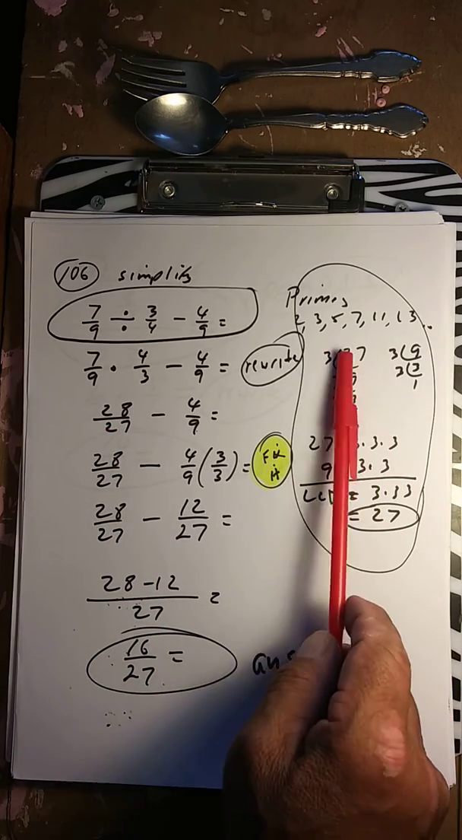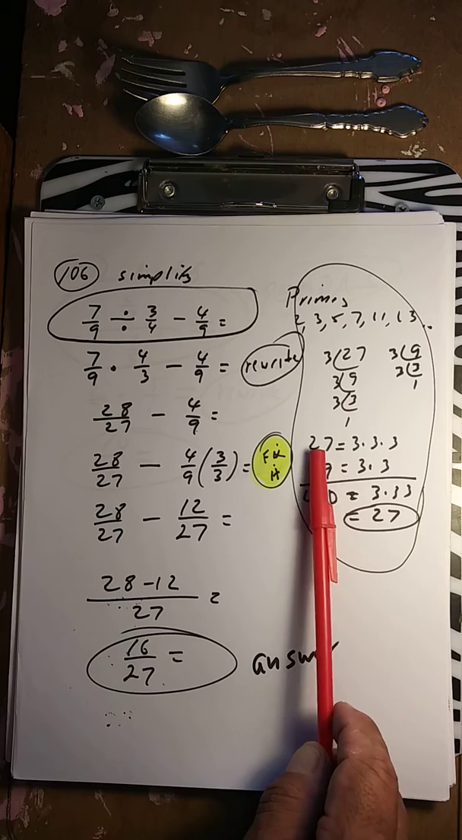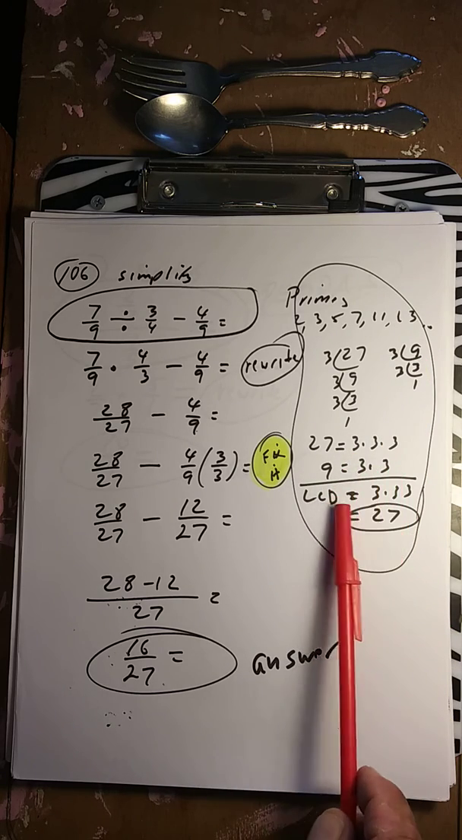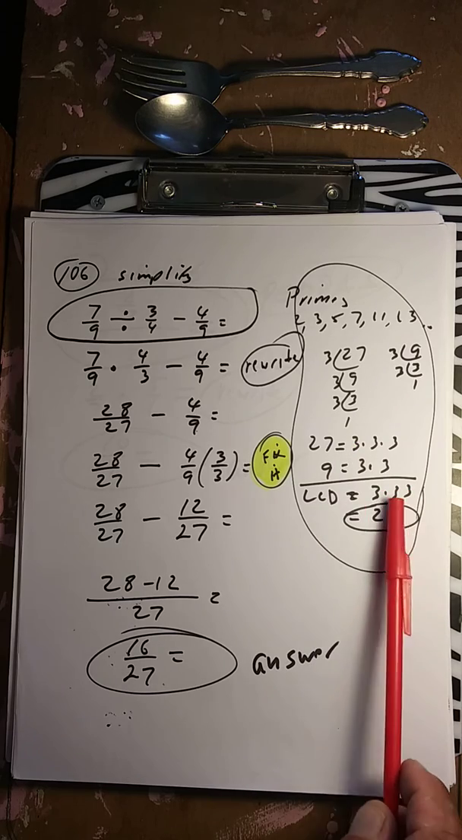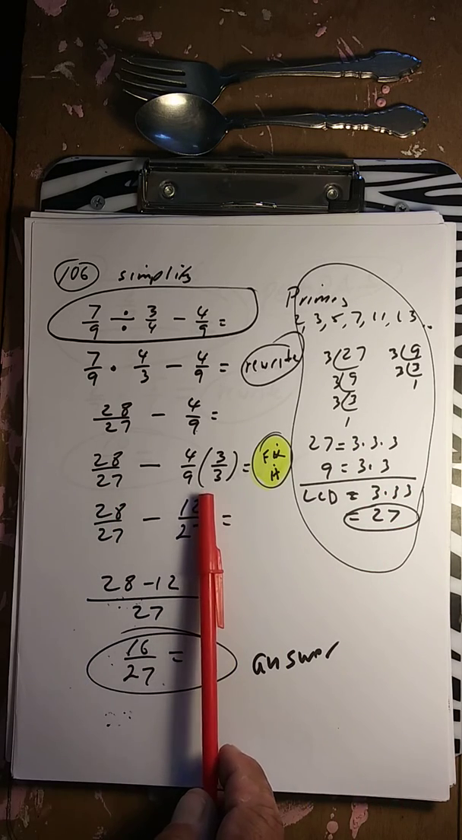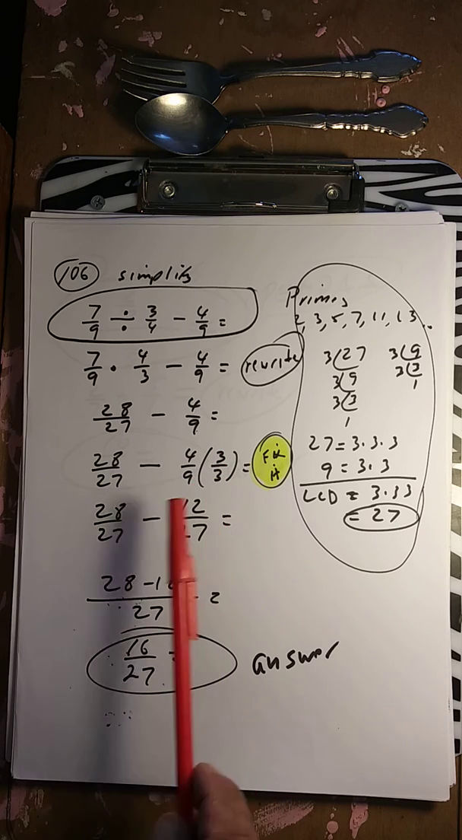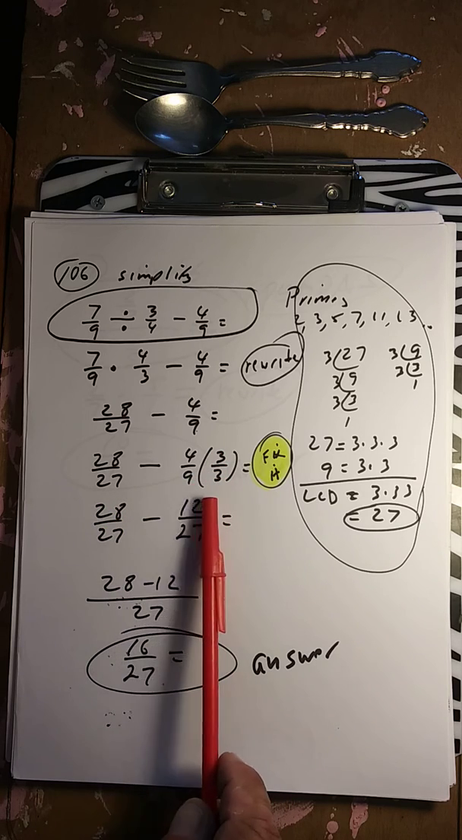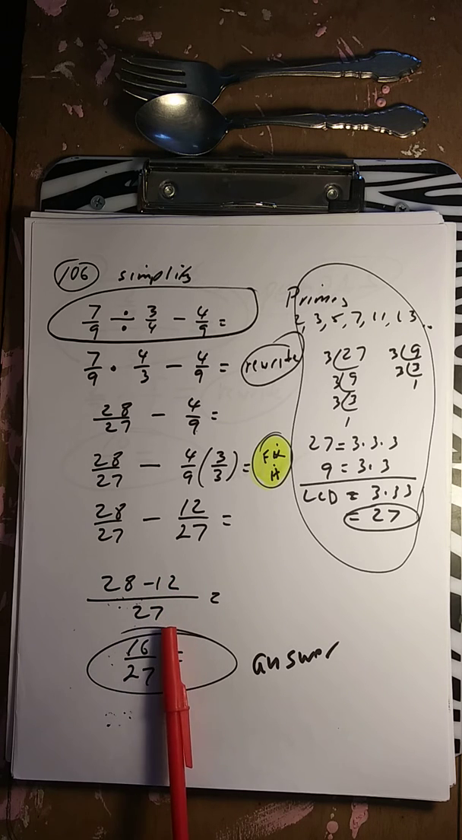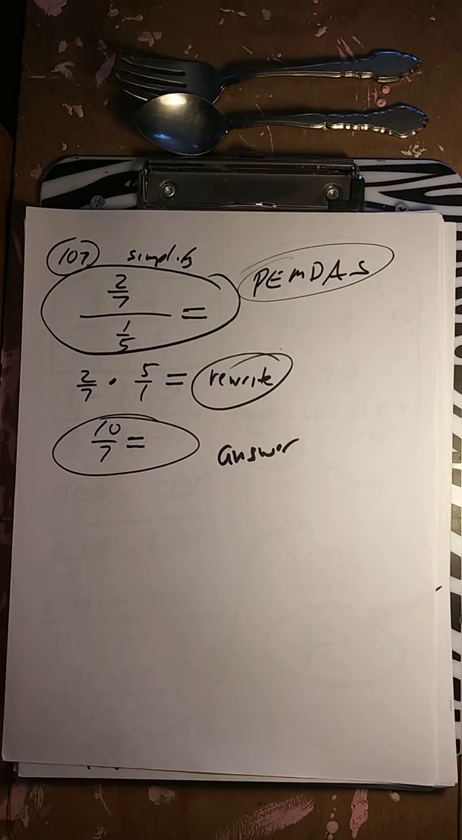So I know that 3 divides that, 3 divides that. So 27 is 3, 3, 3. 9 is 3, 3. So the LCD is 3, 3, 3, which is 3 times 3 is 9, 3 is 27. So this one has 27, that one has to be 27. So 3 times that, 3 times that. So 28 over 27 minus 12 over 27. So 28 minus 12 is 16 over 27. So that's it, we're done with that.